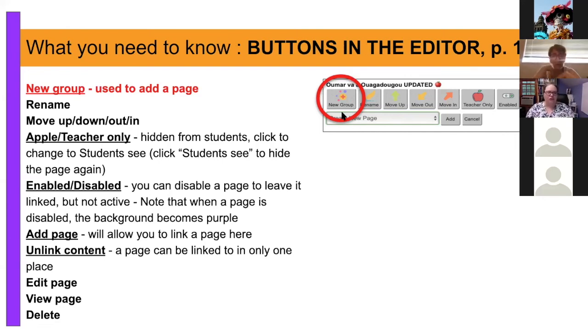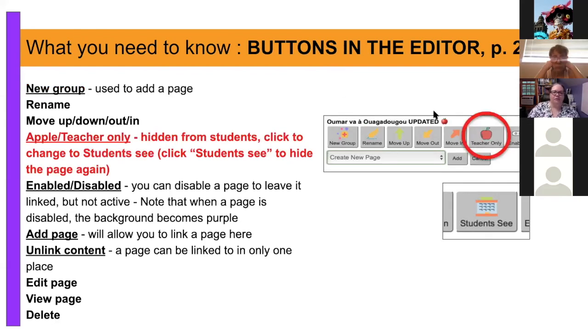So we'll have here the new group. This is the button you're going to use to add a page to your section. The rename, I didn't go over because I thought that was pretty straightforward. The move up, move out, move in, we're going to come back to. Teacher only: the apple shows that it is only the teacher who can see that page. It is hidden from students. If you click it, you will see a button that says Student See. And if you click Student See again, it hides the page and turns it back to teacher only.